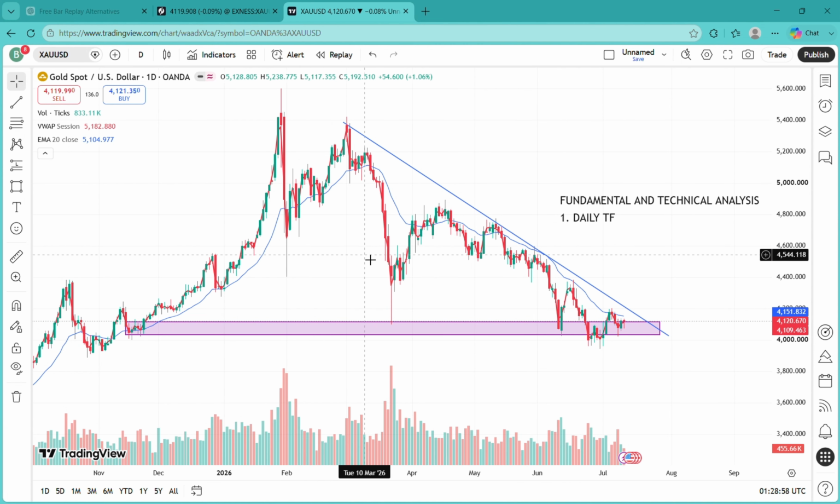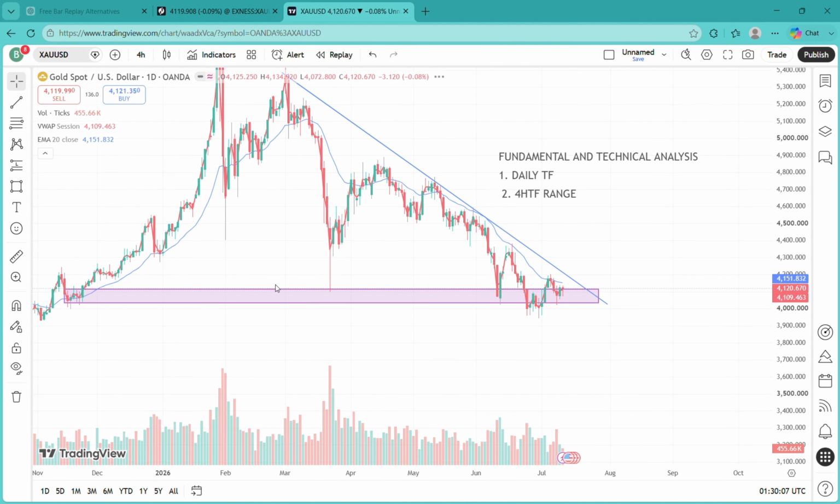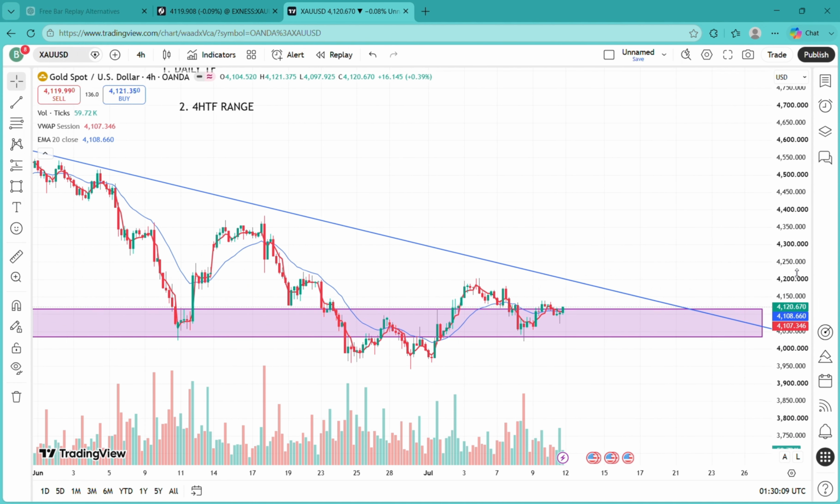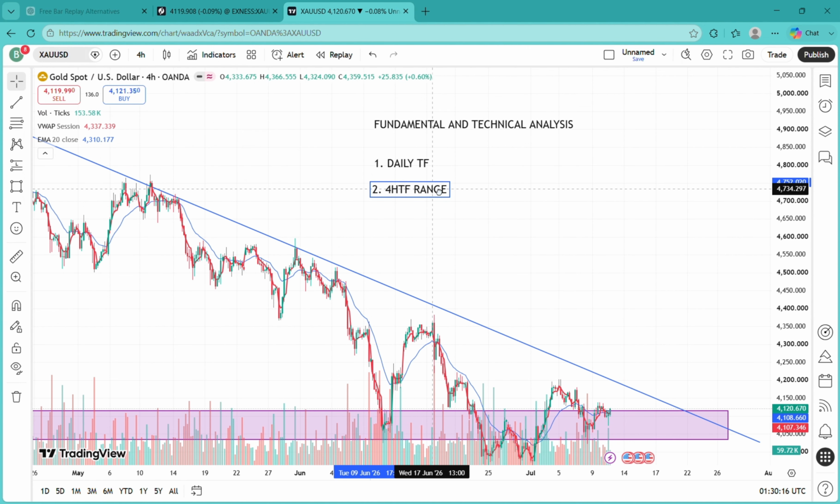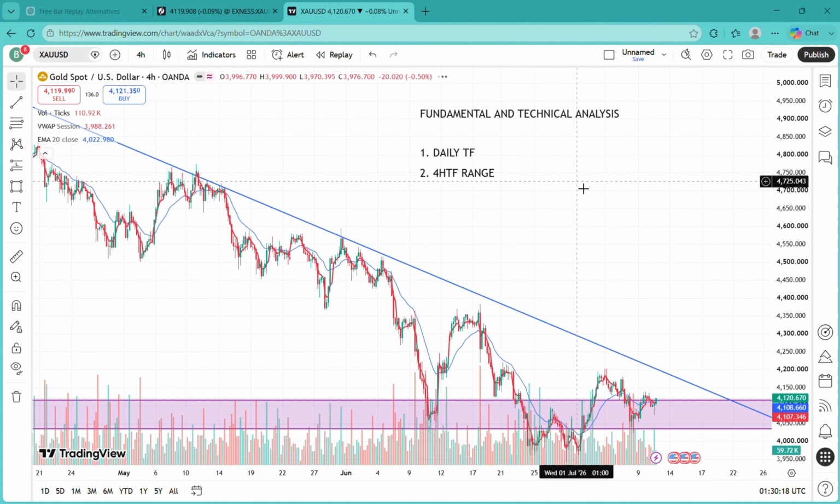After I identify the trend, we have the bearish trend right now. I go to the 4-hour time frame. I know you are smart enough to know what is HTF. Okay, that's higher time frame. The 4-hour time frame for the range. I trade in the 4-hour range. We all know in the daily time frame that the trend is bearish.